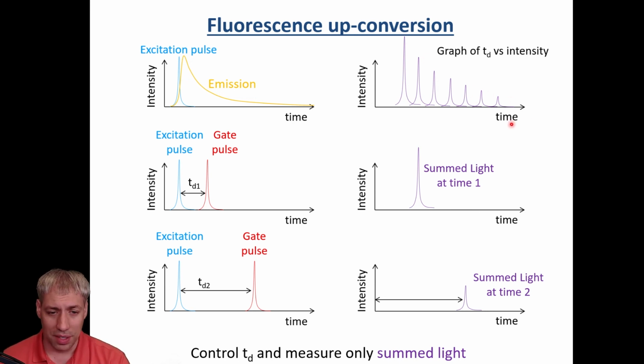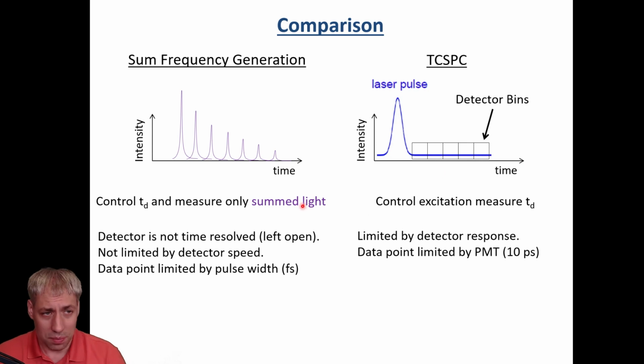Again, the only time the detector sees the emission out of the sample is when the gate pulse and the emitted light come together, and the intensity of that signal is going to be dependent on the emission intensity from the sample. So here you get an emission decay curve. Again, it's a piecewise assembly of data. It's different from TCSPC, where you have a detector and a source, and they're separated. You're controlling the excitation pulse as well as setting the bins for detection. But in this case, with sum frequency generation, you're using the gate pulse to detect when light is actually coming off the sample, and it only measures the sum light.